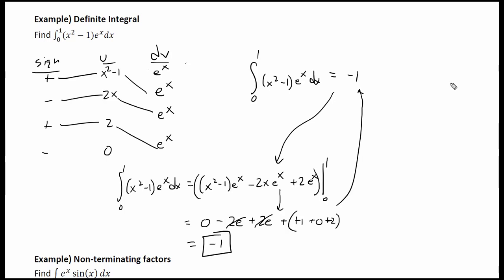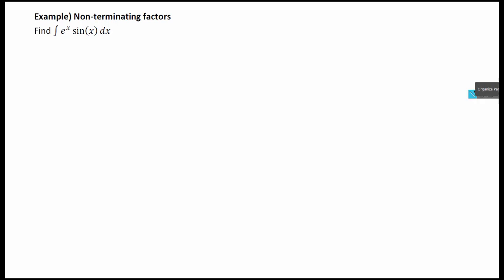Now, we're going to go on to the last problem here, which is non-terminating factors. What does that mean? That means that one of the columns, that u column, is not going to have a 0. So let's see if we can figure out how to do this. I'm going to still use the tabular method. You don't have to. You can use a different method, and you would have to do this multiple times. I'm going to show you using the tabular method here.